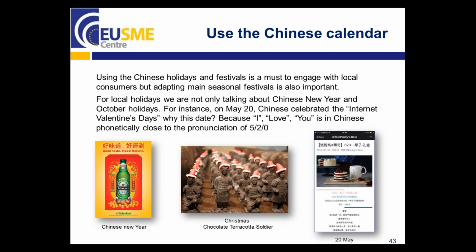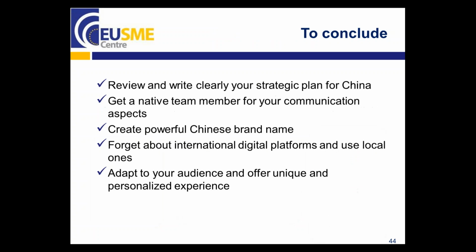Right. So these are the 6 implementation elements. And to conclude, I'd like to give you a summary of what we have been talking about. So number 1, review and write clearly your strategic plan for China, taking into account the 4 points we've been talking about, which are define, adapt, attract, and engage. These are your key elements to write your strategic plan.